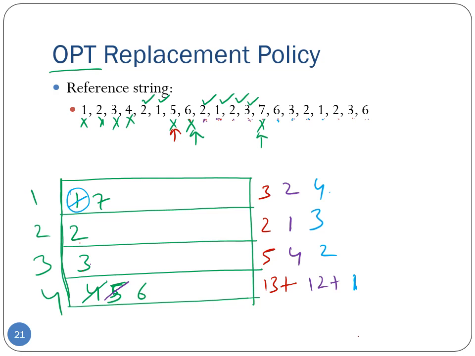Next we are referencing 6. It is present in the fourth line, so this is a hit. 3 is present in the third line, it's a hit. 2 is present in the second line, it's a hit. 1 is not present in the cache, it's going to be a miss.